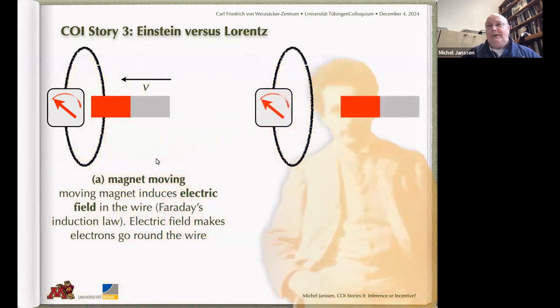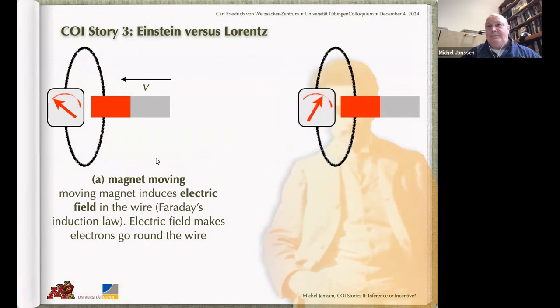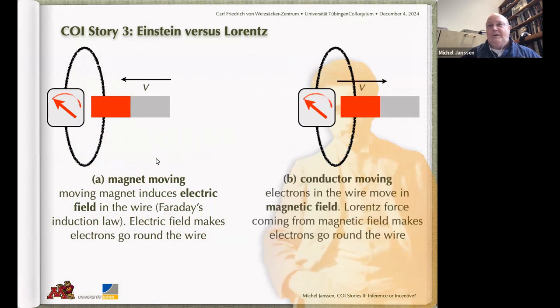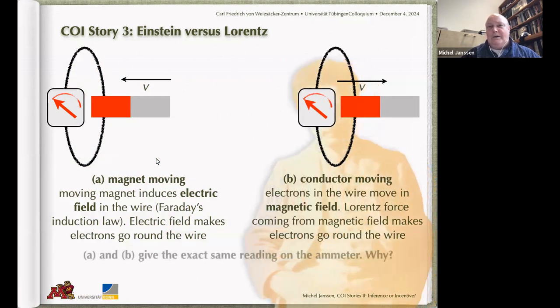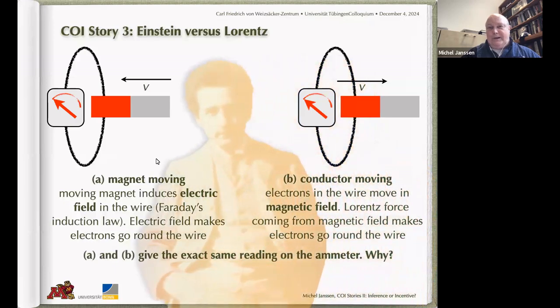All right, now we do a completely different experiment. We're going to move the conductor with the ammeter towards the magnet. Look what happens. So the magnet is now stationary. There is no electric field induced. But what's happening here is that the electrons in the wire move in a magnetic field, and the Lorentz force coming from that magnetic field makes the electrons go around the wire, and lo and behold, you get the exact same reading on the ammeter.